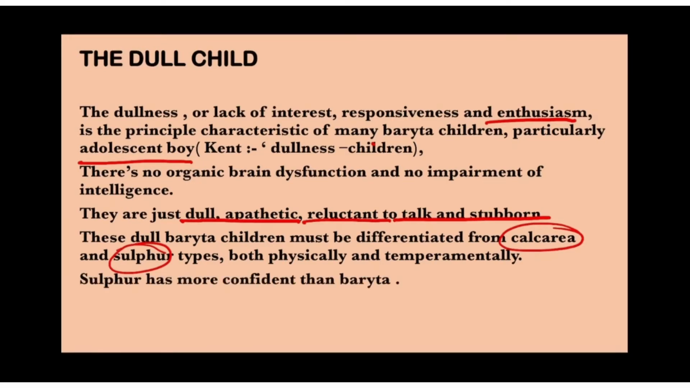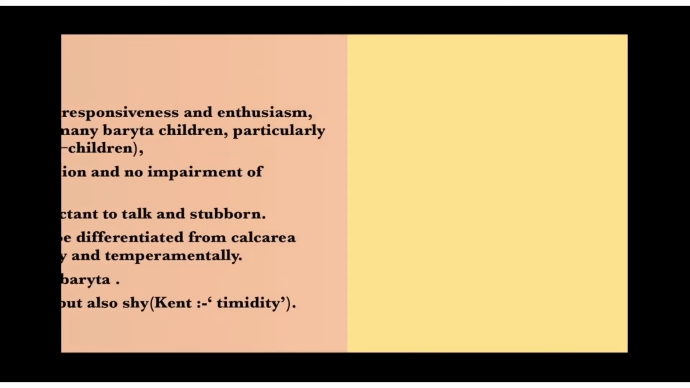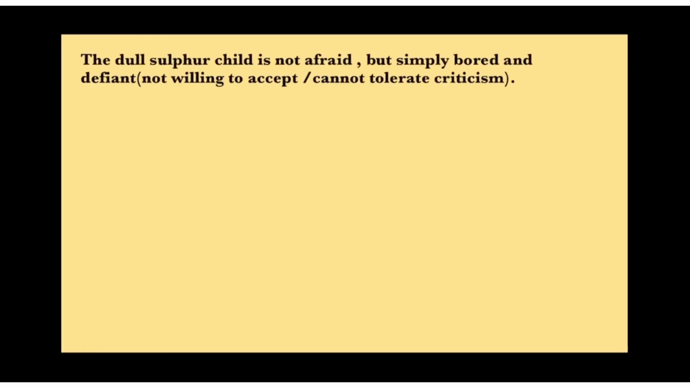Sulfur is more confident than Baryta carb. The Baryta child is not only dull but also shy, which is Kent's timidity. Next, the dull sulfur child is not afraid but simply bored and defiant. Defiant means not willing to accept or unable to tolerate criticism. The dull sulfur child is simply bored here.